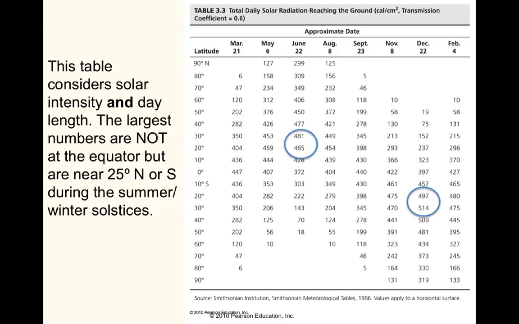This table considers solar intensity and day length to give you the accumulated or the total daily solar radiation reaching the ground. What's shown here is that the largest numbers are not at the equator, but are near 25 degrees north or south during the summer or winter solstices, respectively. Here's a big number at 25.5 degrees north, and here's the larger numbers at 23.5 degrees south. The reason that these numbers are larger than at the equator is because not only does the sun get directly overhead here, but there's a greater number of hours of daylight, approaching 14 hours of daylight here, versus the equator, which never sees more than 12 hours of daylight.